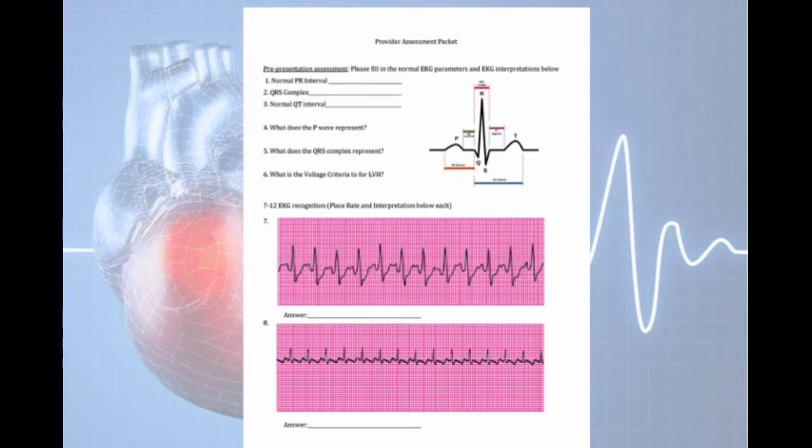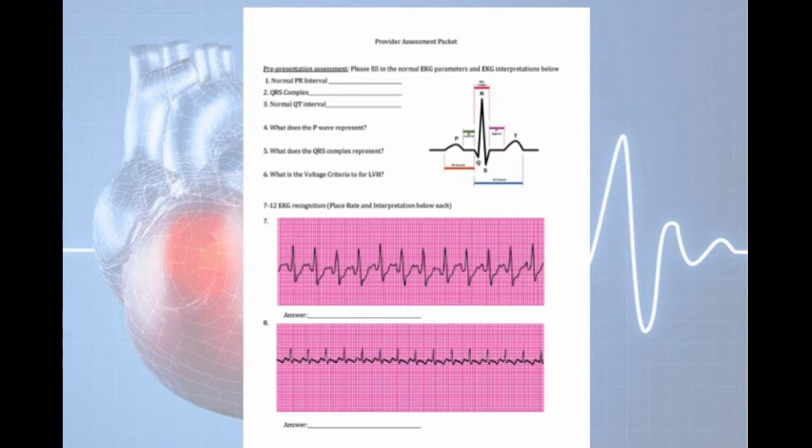We need to know the QT interval when we give Zofran, and it's actually a contraindication in the protocols if you don't have the EKG monitor on them and you have Benadryl. You have to have both of those in place before you give that drug.